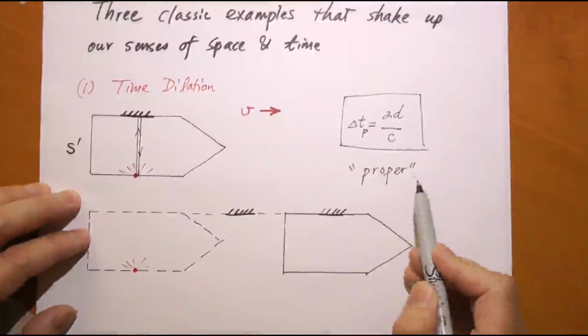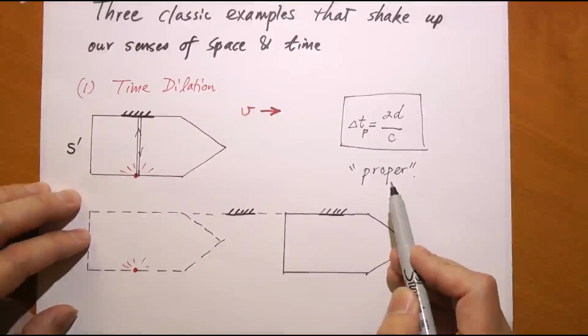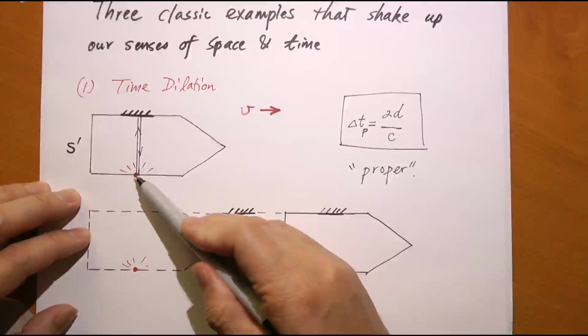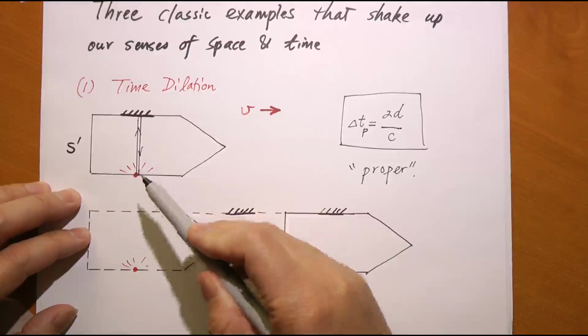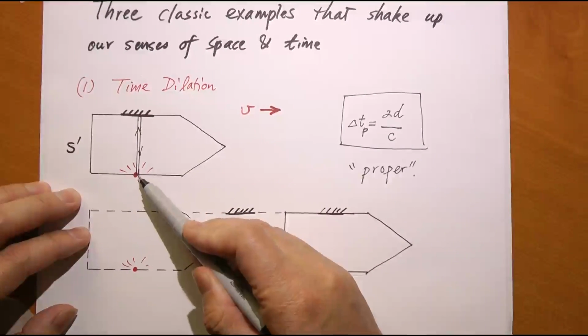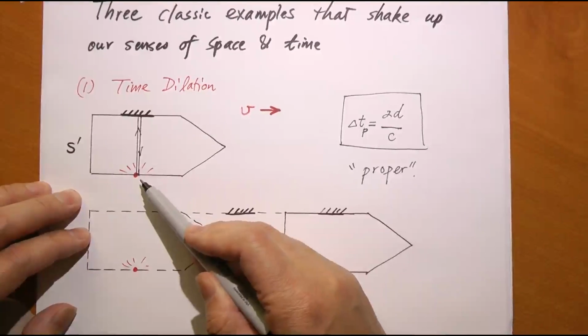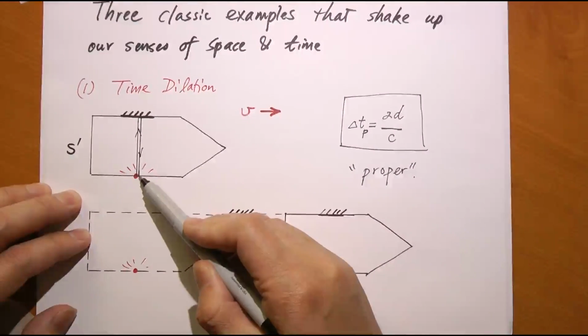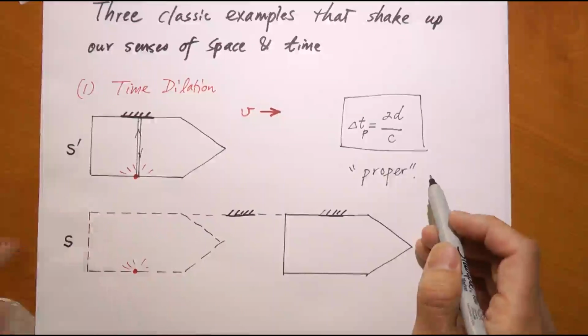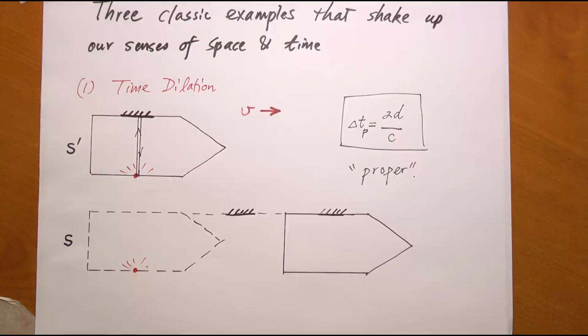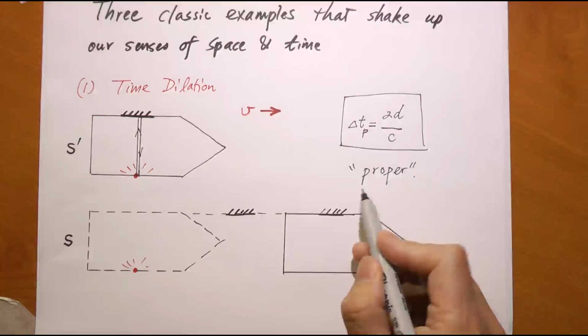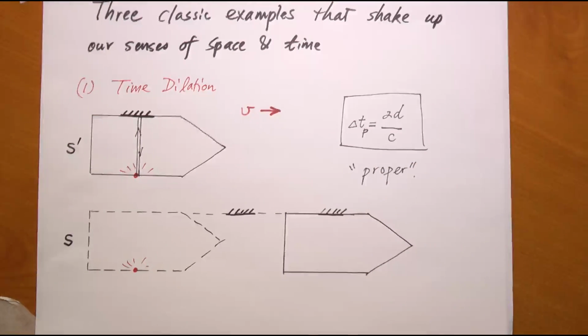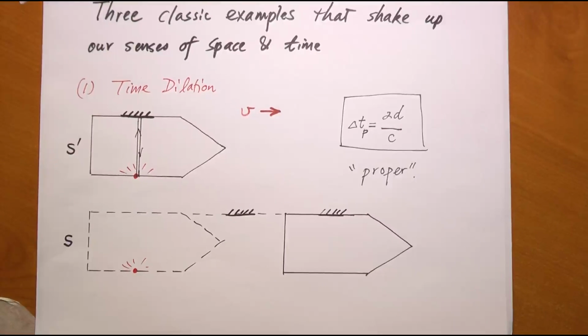Why do we call it proper time interval? What does proper mean here? Proper means these two events, the emission of the beam and the reception of the beam, took place at the same location. According to the astronaut, the beam started here and ended up there, right? Same location. When you measure the time interval between two events, and if these two events took place at the same location according to you, then the time interval you measured is called proper time interval. That's what p means.